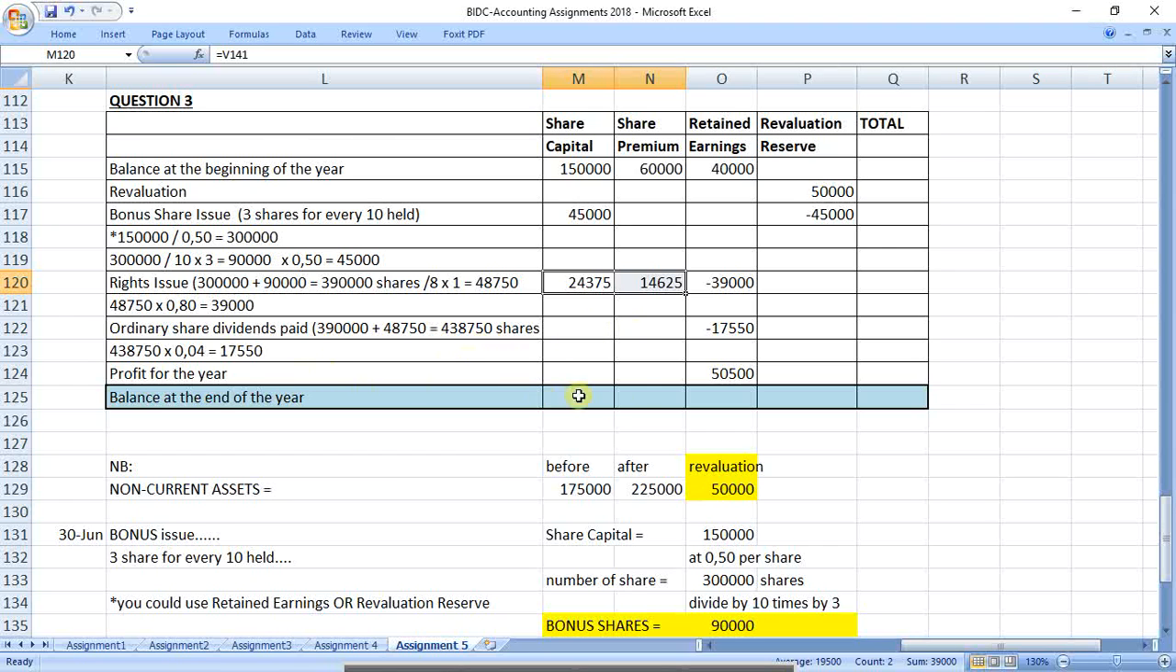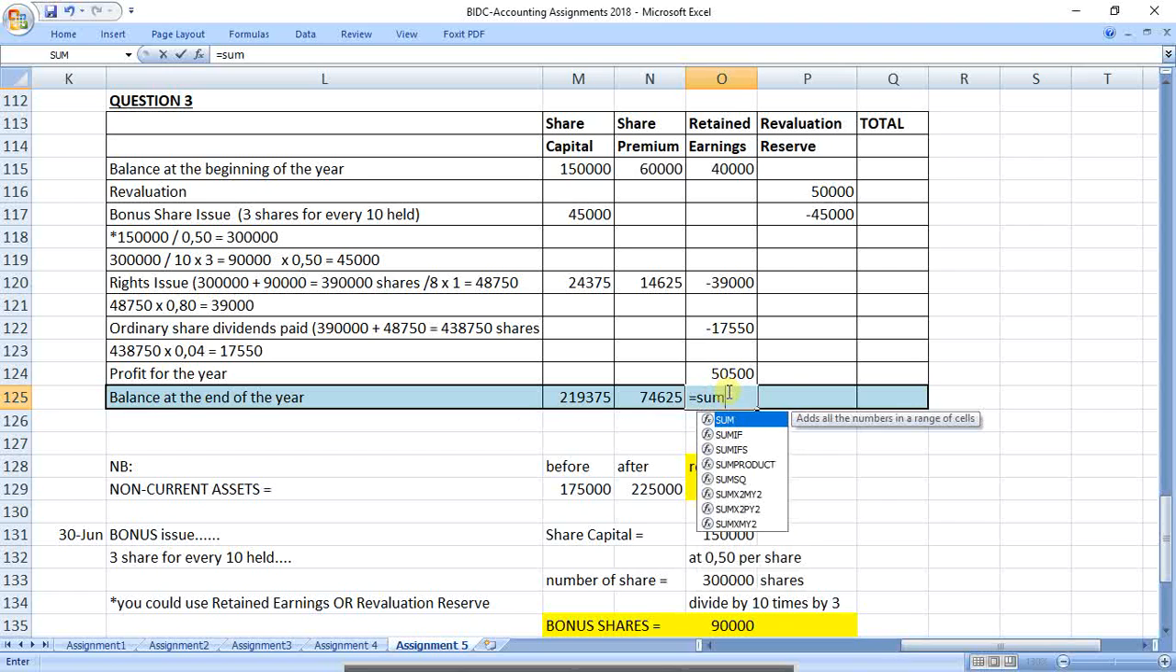Alright, the last bit is obviously the profit, which is fine. Now it can tally up. So equals the sum. Let's add up the totals at the bottom first. Sum up all of that. Sum up all of this. Okay, sum up all of this.